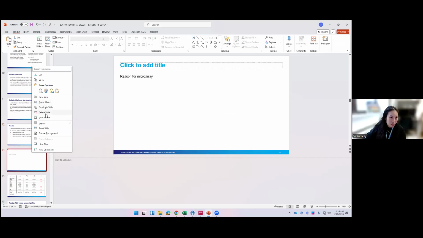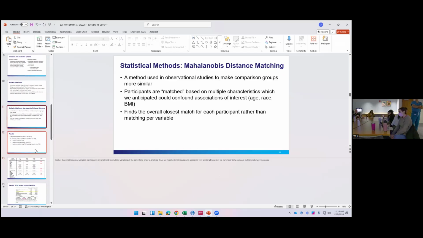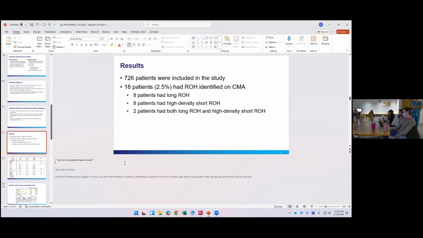Sounds good. Or if you need room, you would just say 726 patients and then have the figure, and then your next slide, you would talk about the 18 patients with ROH, and that would be its own slide. I see what you're saying. Okay. You know what I mean? Yeah. Because you're stepwise in describing your cohort. Mm-hmm.